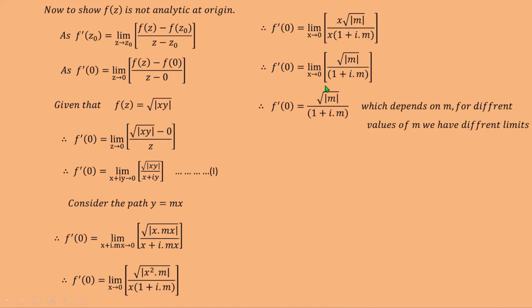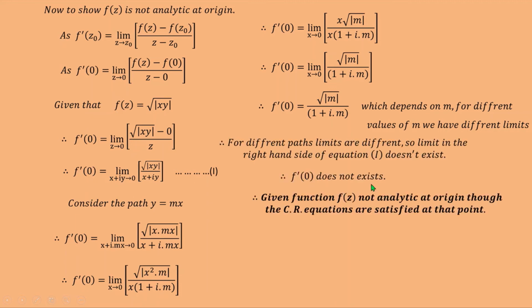Now here we observe that this value depends on the value of m. For different values of m, we have different limits. And therefore, this limit does not exist. That is, the limit on the right hand side of equation 1 does not exist, means f'(0) does not exist. And therefore, the given function f(z) is not analytic at the origin, even though the CR equations are satisfied at that point. That was to show in the example. That is, the converse of that theorem is not true.